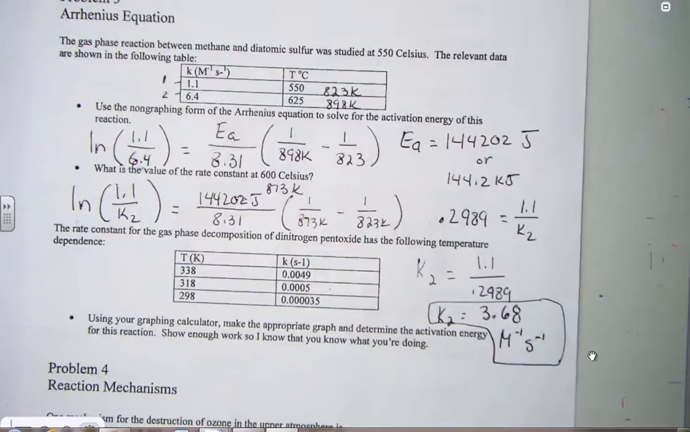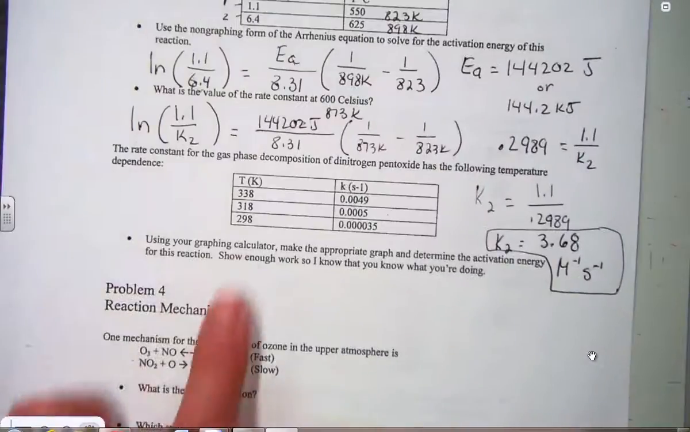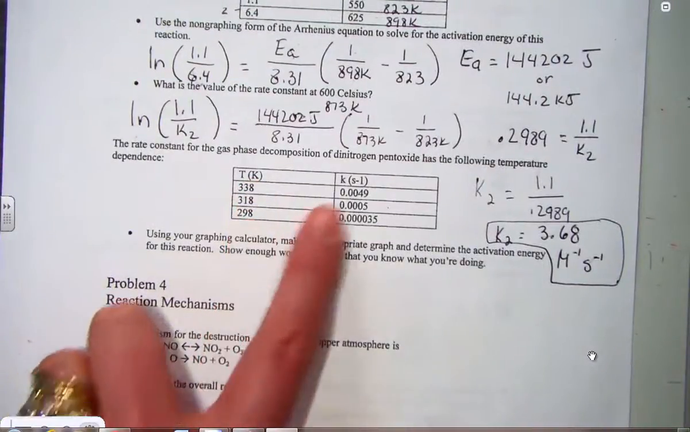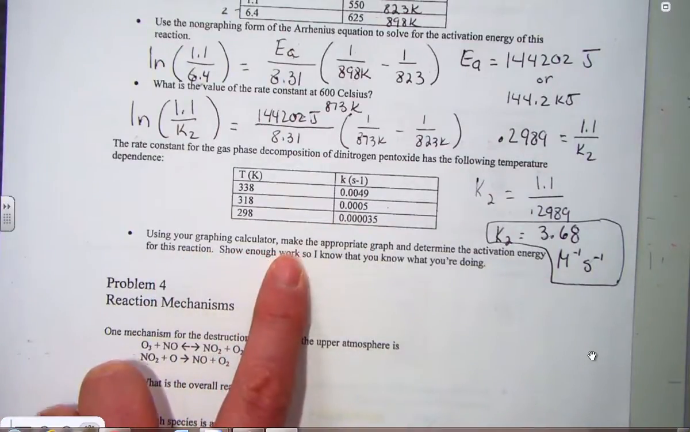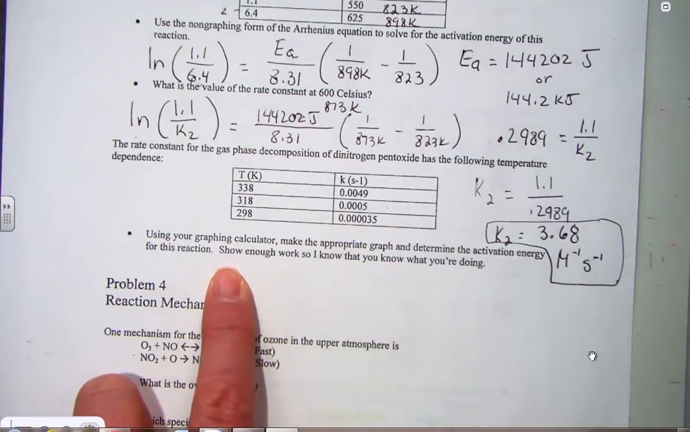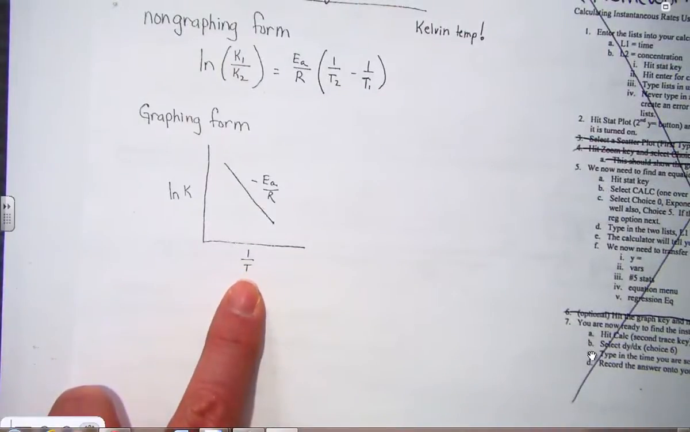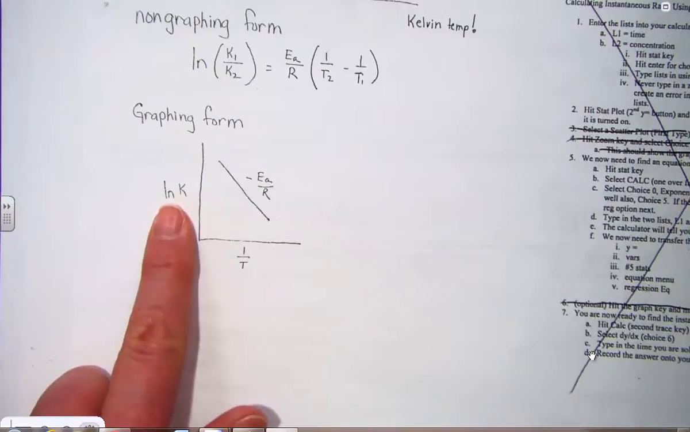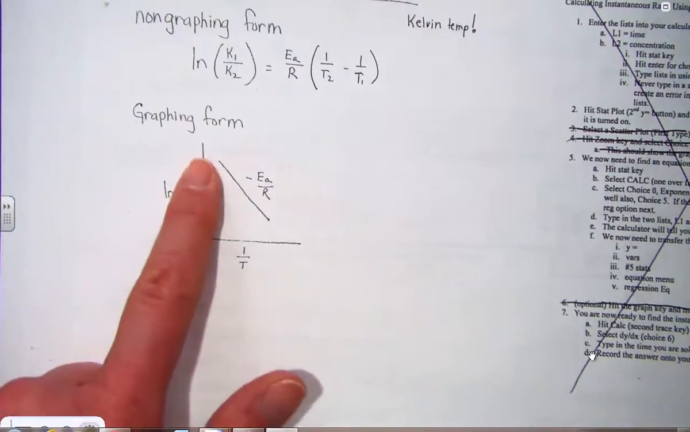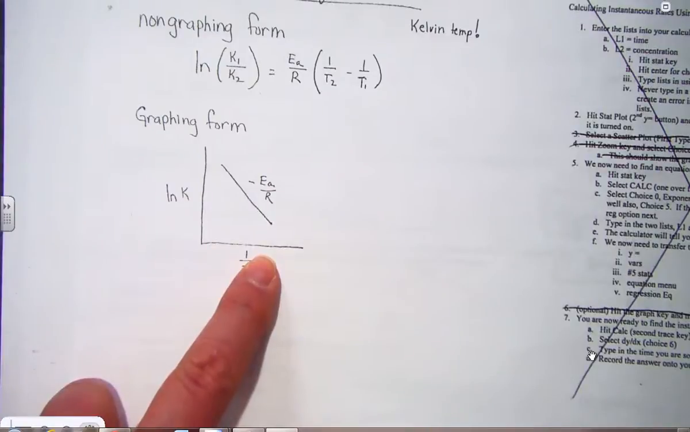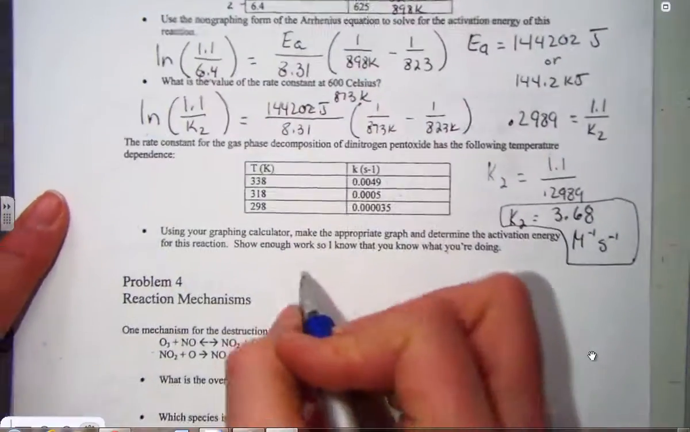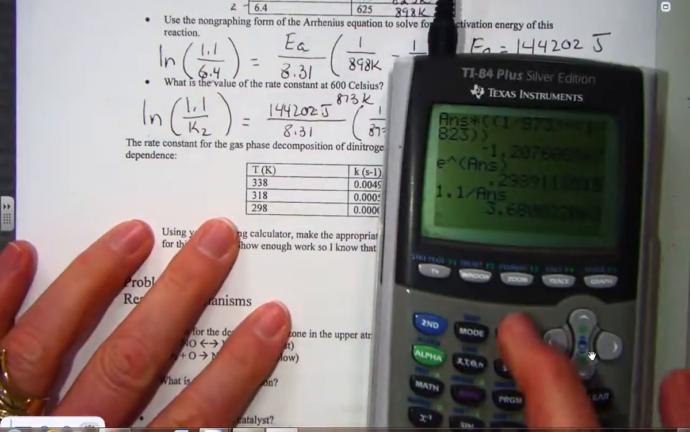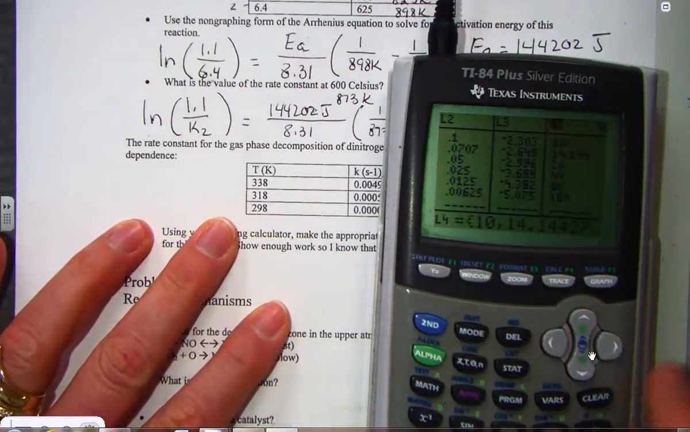The Arrhenius equation also can be tackled graphically, and let's take a peek here. Given Kelvin temperatures and K constants, we're to use our graphing calculator, making an appropriate graph to determine the activation energy for the reaction. Show enough work so I know what you're doing. On your x-axis is the reciprocal of Kelvin temperatures, and on the y-axis is the natural log of K's. We hit a linear regression and find the slope of the line. The slope is equal to the opposite of EA over R. So let's go to work showing our graphs. We need to clear out some information.